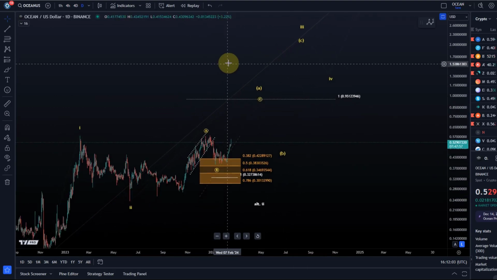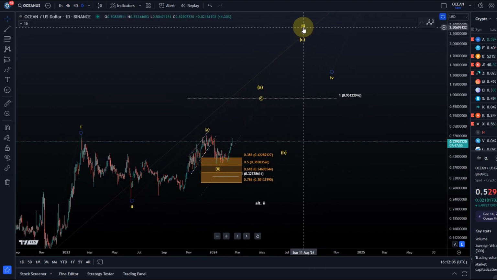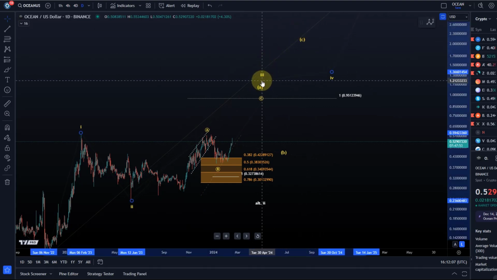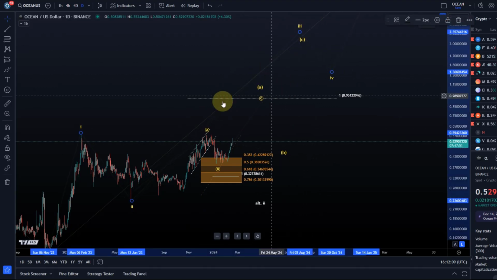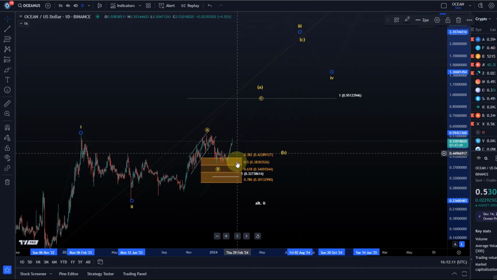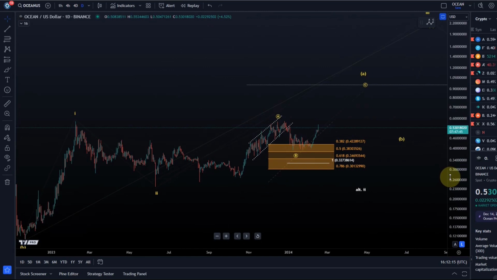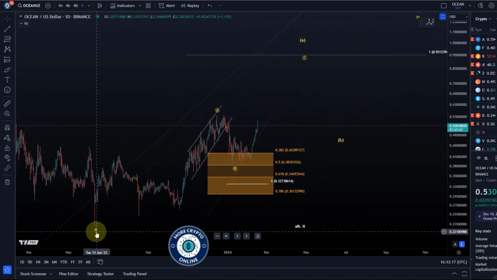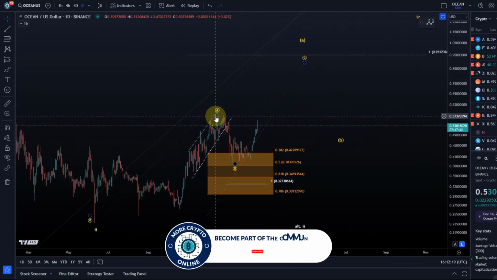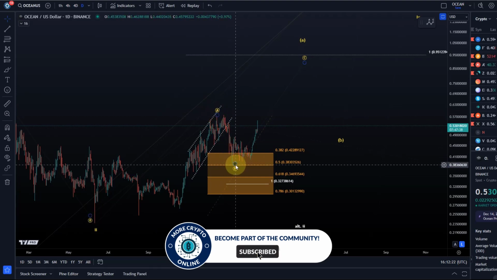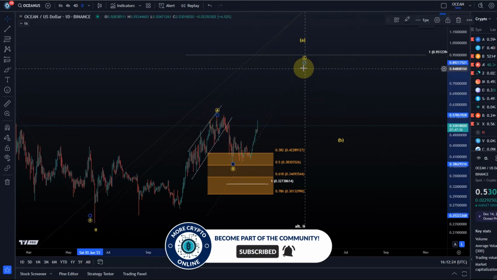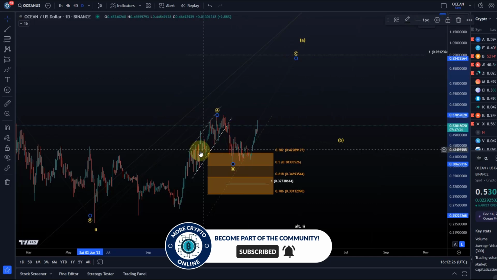That depends on the Fibonacci projections where that 3rd wave should land. Shouldn't be here, should be up there. But anyway, we take it level by level with these. The main takeaway is that Ocean obviously formed that 3-wave move to the upside in wave A. We had that pullback in wave B. And now we could be in the C wave.